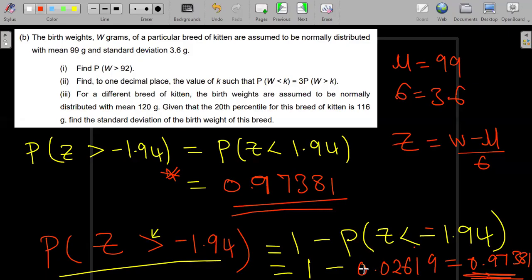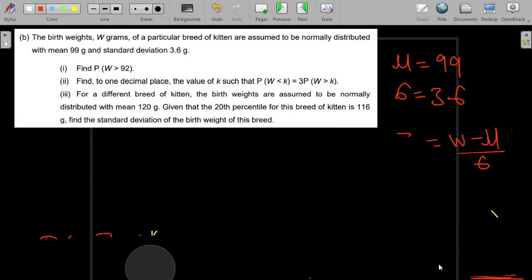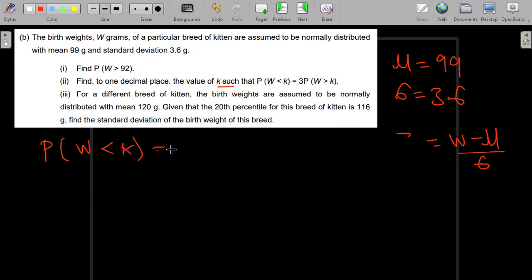The complement rule. All right, so now let's move to the next question. Okay, so the next question, they're saying find to one decimal place the value of k such that the probability of W being less than k is equal to 3 times the probability of W being greater than k. Okay, so the first thing is to standardize these things.